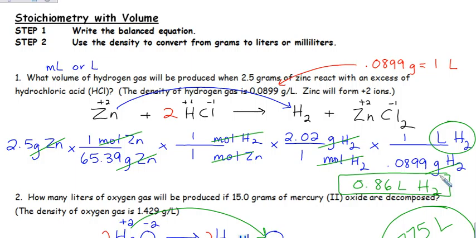I promise this is as long as they're going to get. Where the last step is to use the density to convert between grams and a volume unit, liters or milliliters. Okay, so I would pause the video at this point. Try the second one with the mercury oxide, and then bring it back and let's see if we're getting these right.